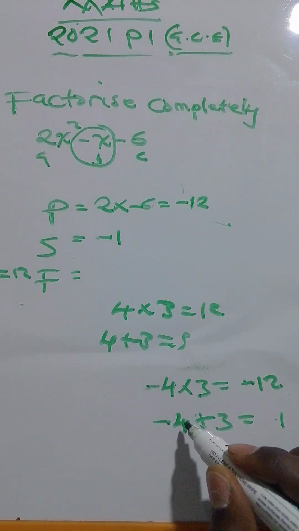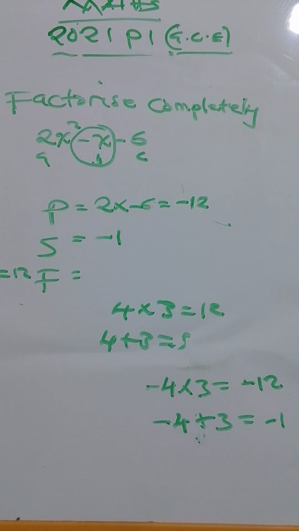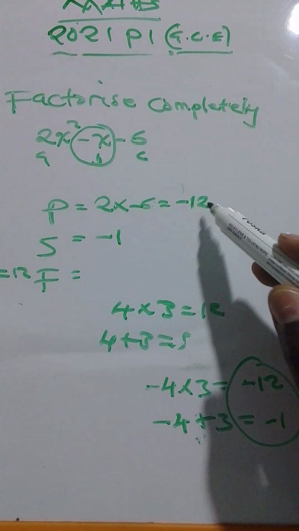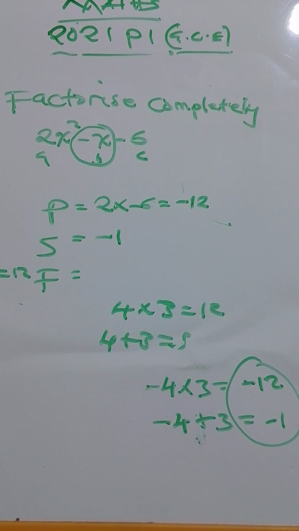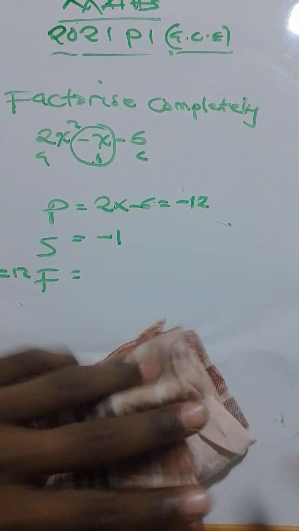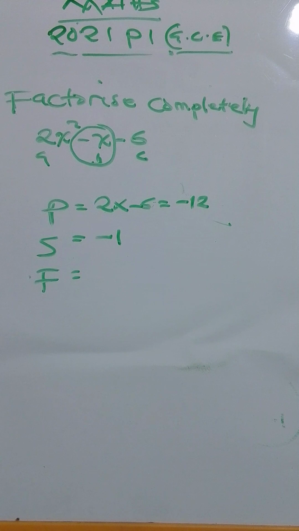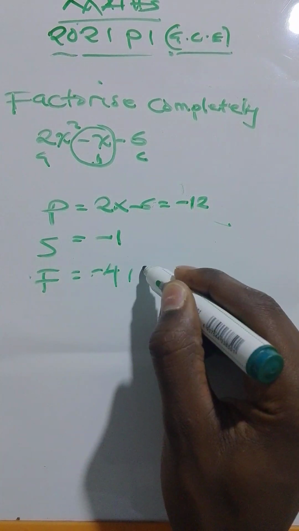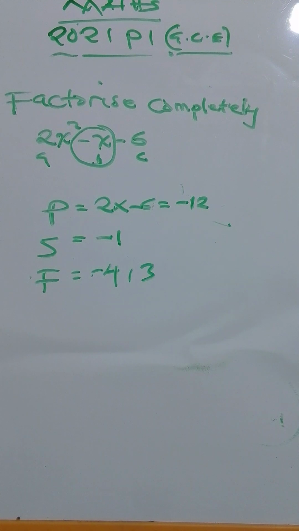So the bigger number is a negative. Okay, so these two numbers are satisfying our two parts. Therefore, we'll pick 3 and negative 4 as our factors. So we have negative 4 and 3. So those are our factors, and that is how we find the factors.